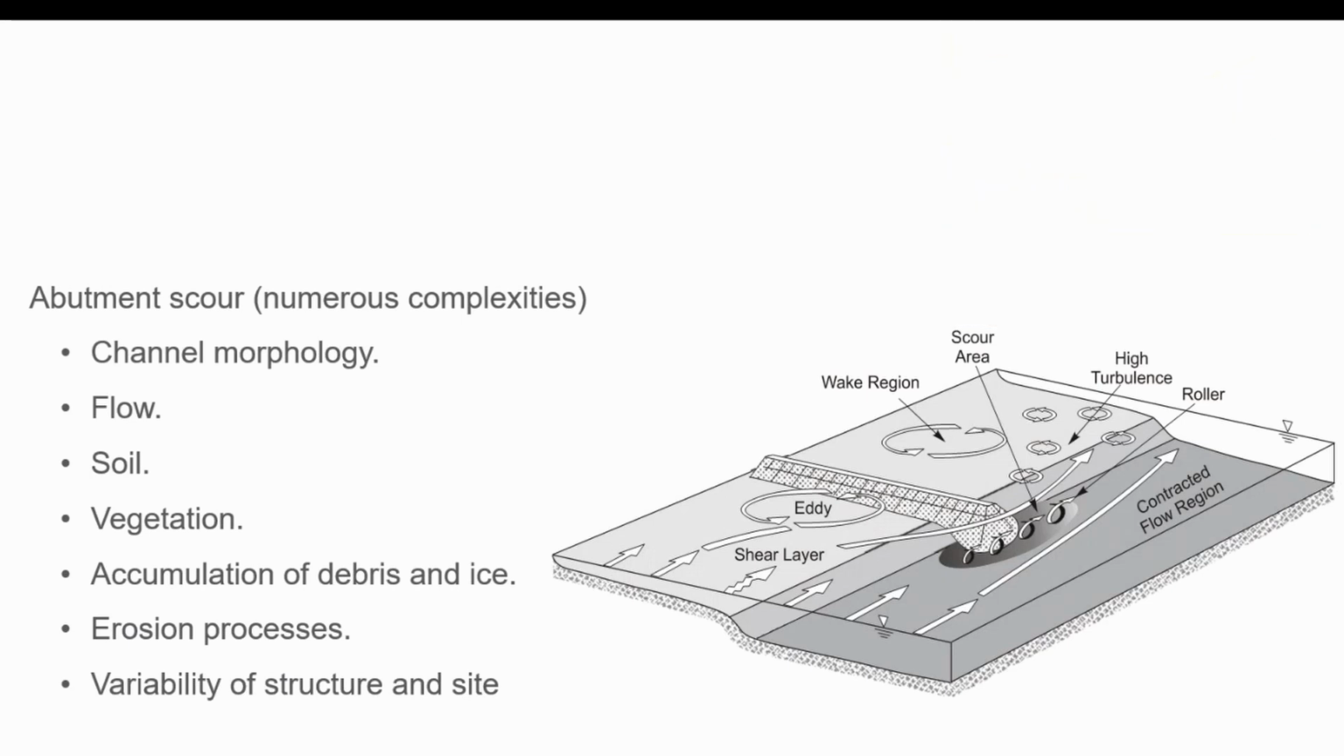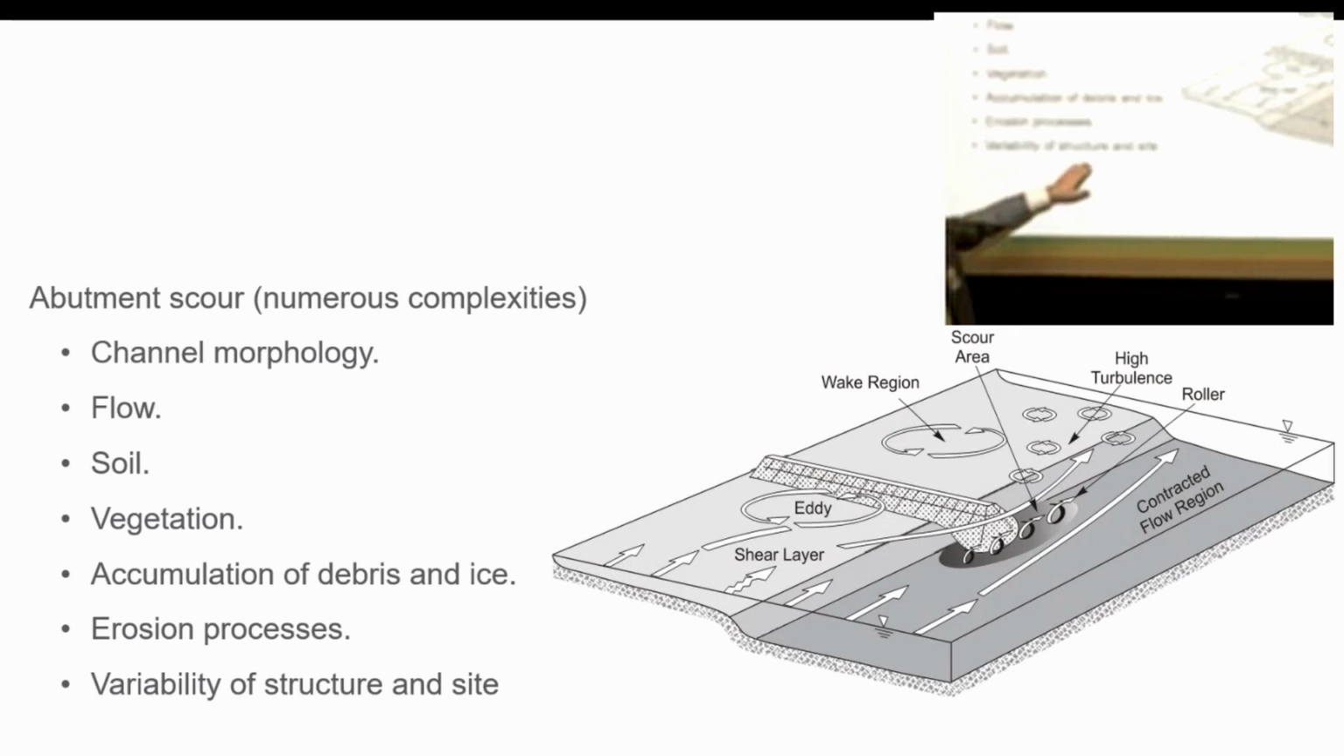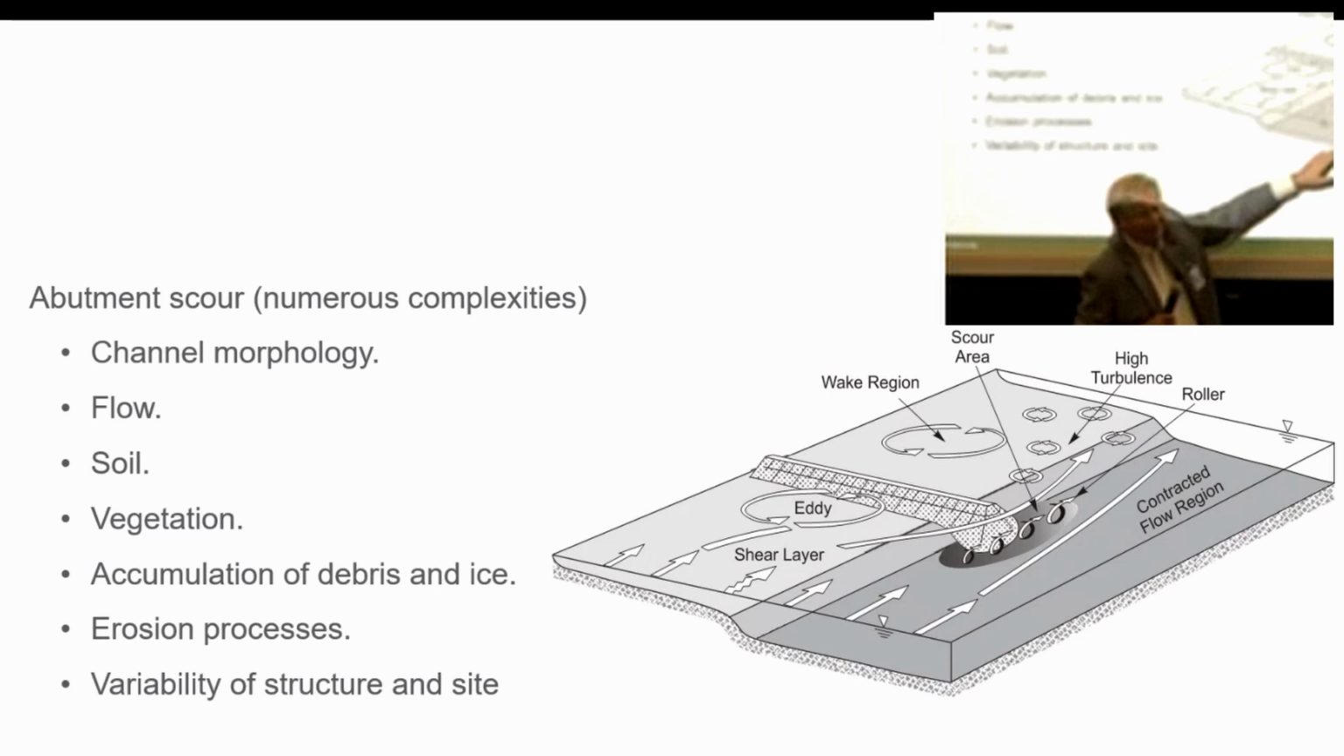So it's complicated by soil type, vegetation type, accumulations of stuff, woody debris, ice, erosion process, and the timing of the different erosion process, the timing of the geotechnical failure, and the scour depth development, and the variability of structure and site. Typically, bridges are not perpendicular to channels. They often are at some angle to a channel and so forth.